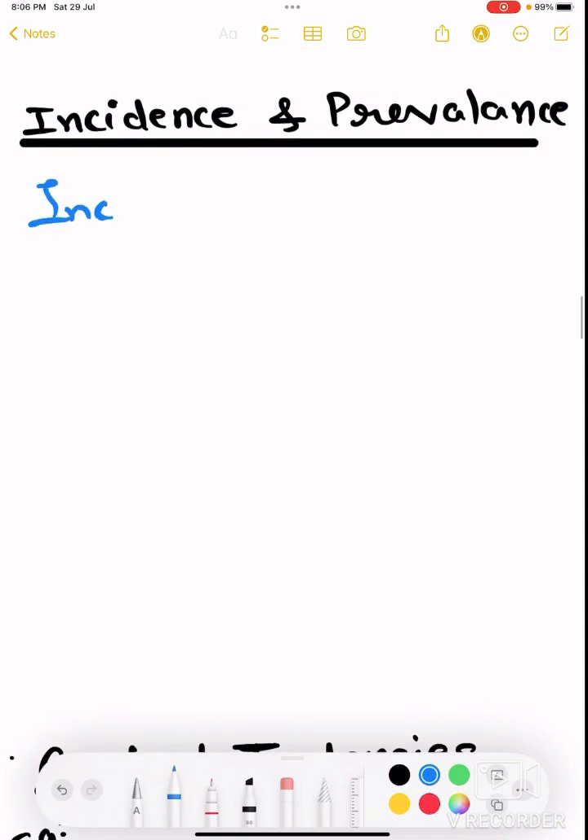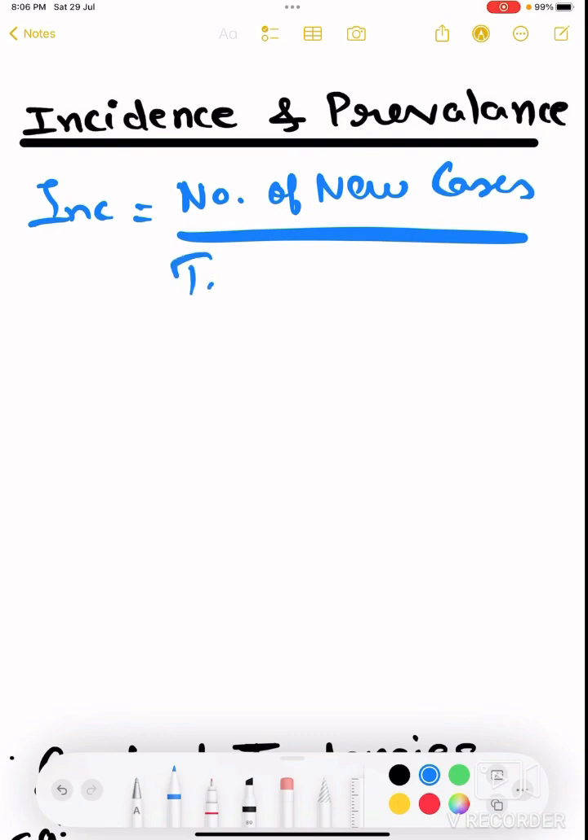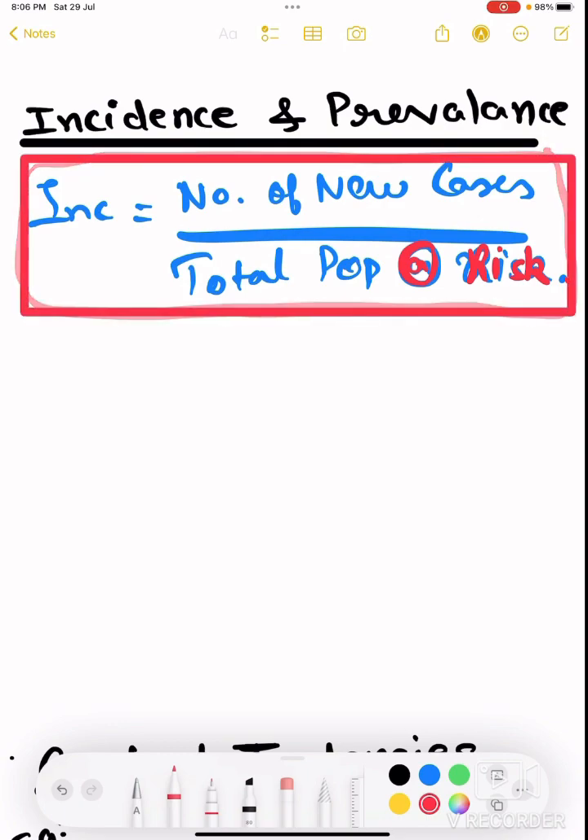Now coming to incidence and prevalence. The formula for incidence is number of new cases divided by total population at risk. Very important, total population at risk. This at risk thing is very important. You will not take the whole population. For example, a particular person who has already developed measles will never develop measles again, so you will not put that person in the denominator because he or she is not at risk, right?